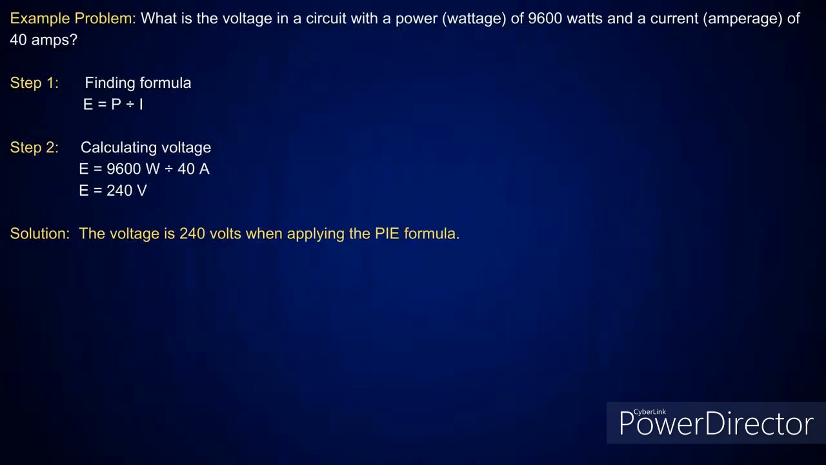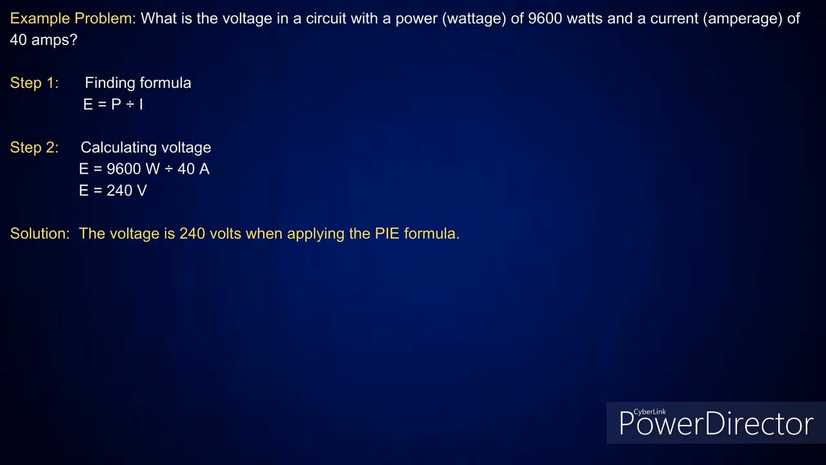Put my hand over P, or my hand over E, and I'm going to divide the amperage into the wattage. So I got 9,600 watts. I got 40 amps, divide that into it, and guess what I get? 240 volts.